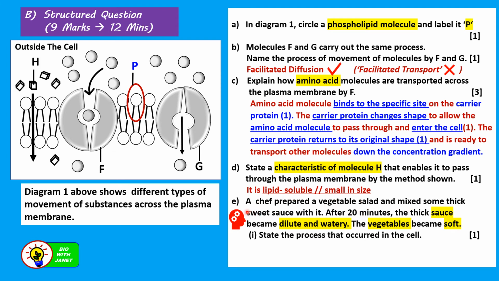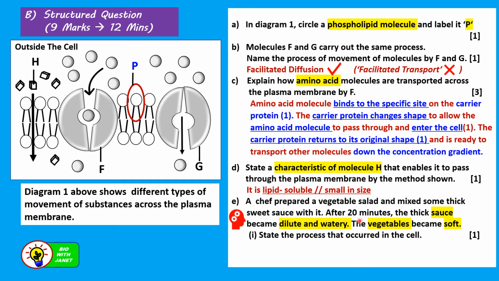Now, question E. So for D, highlight the word characteristic. They want the characteristic of the molecule H. Now for E, a chef prepared a vegetable salad and mixed some thick sweet sauce with the salad. After 20 minutes, the thick sauce became dilute and watery. The vegetables became soft. State the process that occurred in the cell, 1 mark.